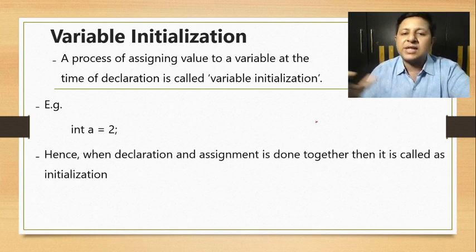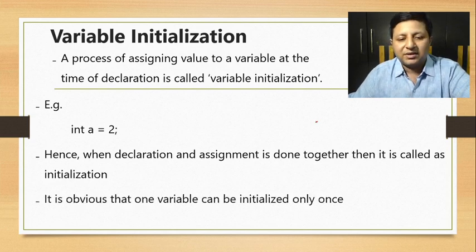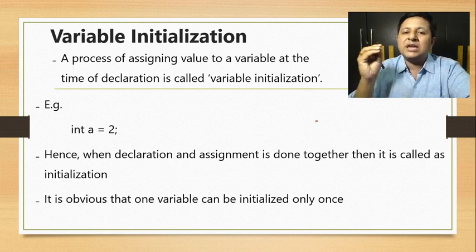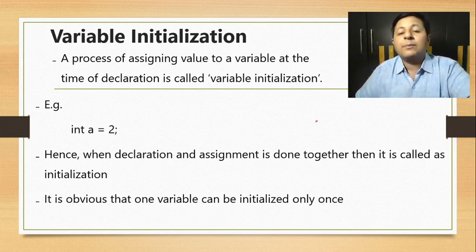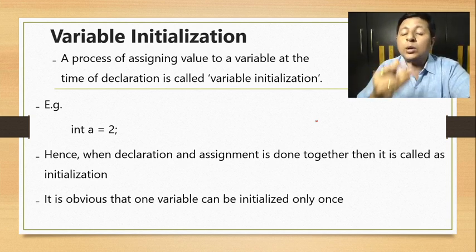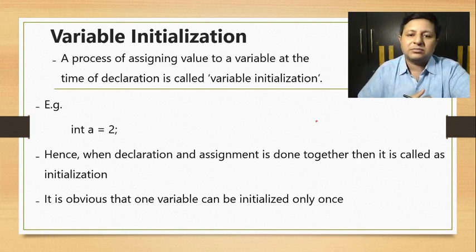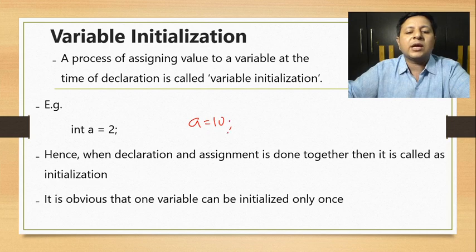Okay, so declaration and assignment both done together is called initialization. Fine. Isn't it obvious that one variable can be initialized only once? Because initialization is possible only at the time of declaration. Now maybe some of you might be wondering, so why can't we do this, a equal to 10?